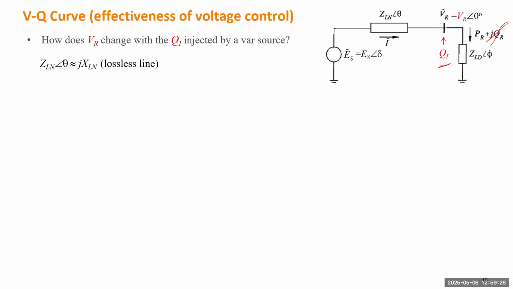Okay, so let's assume the line is a lossless line. So the impedance angle will be 90 degrees. That will make all the formulas simpler.